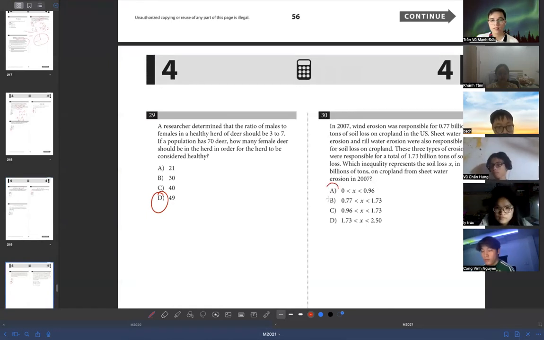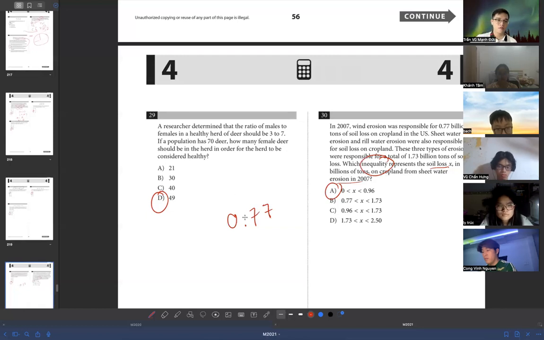30, let's see, wind soil responsible. Which inequality represents the soil loss x in billions of tons on cropland from sheet water erosion in 2007? Soil loss x in tons, three types, total of 1.73 billion tons, wind loss 0.77. Sheet water, three types were total. The soil loss. Oh, this is an inequality.